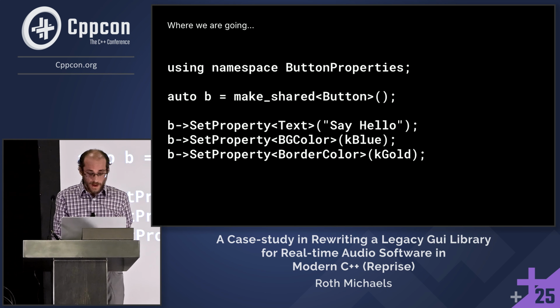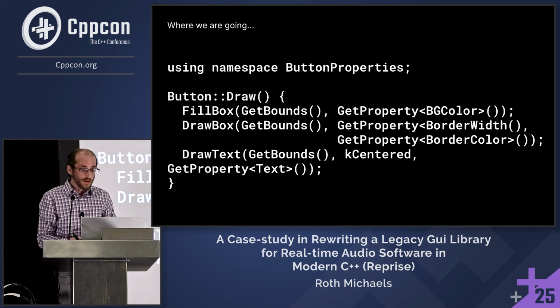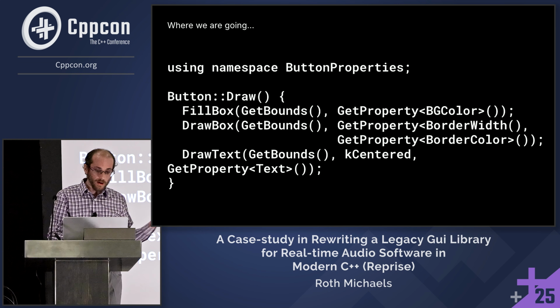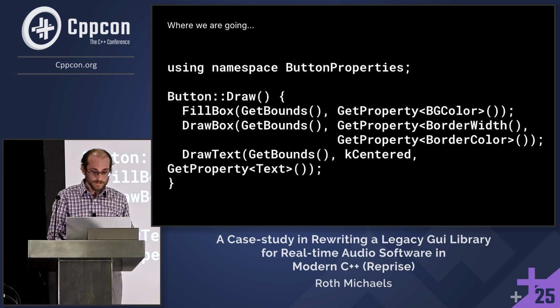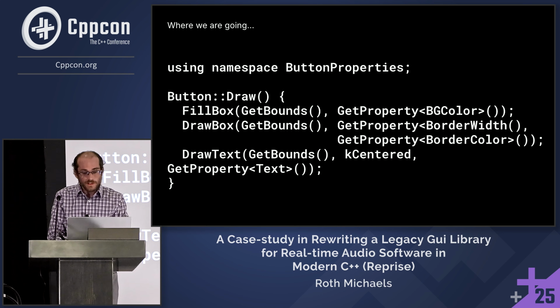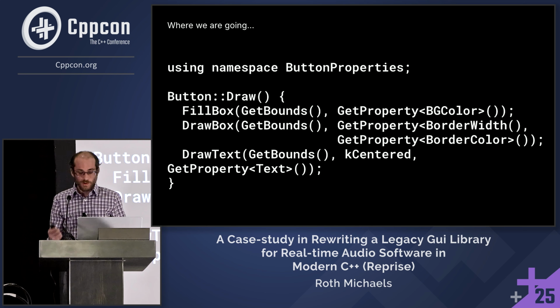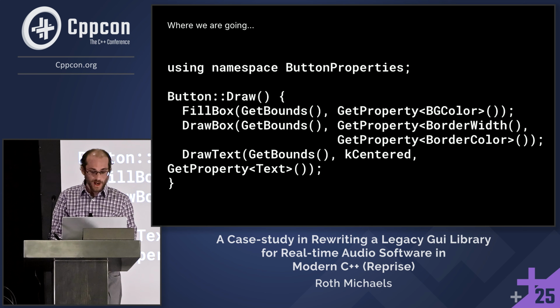And then within the class, you might use them in your draw function. You might have some box filling and drawing text, and then you can get properties out with the synthesized get properties. And so this is a story about rewriting, or version 2, of an internal UI library.